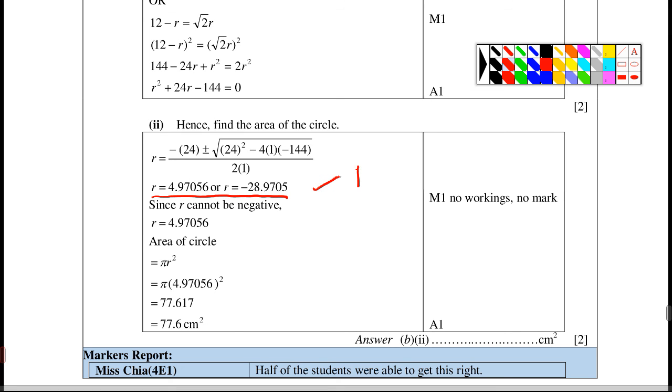You can use b square minus 4ac, minus b. This is okay. But r cannot be negative, so you reject the negative answer, yes? You can use the equation. If that gets 0, you use this to solve this, okay. Now, then the final one, area is 1 mark. Okay, next one.